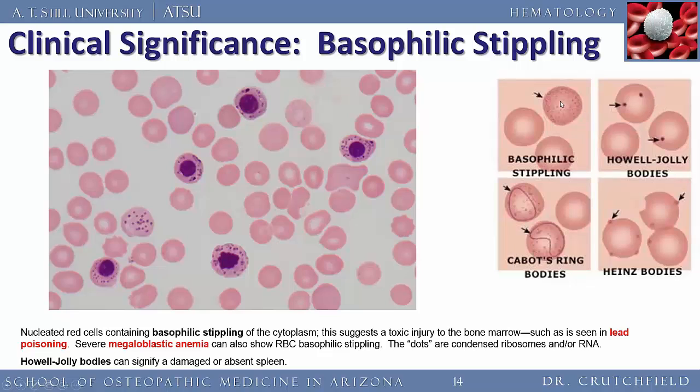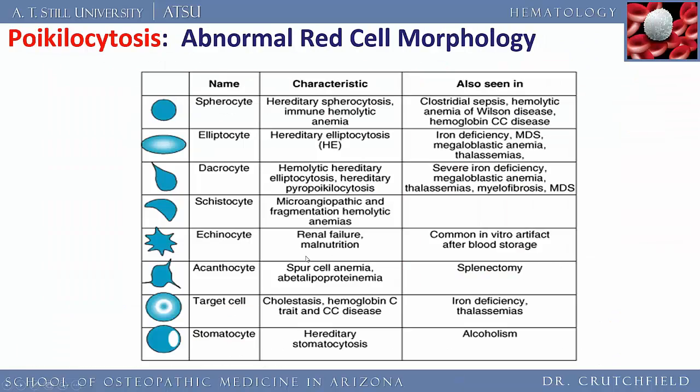But the difference here between the stippling, where you have multiple little condensates of the RNA or the ribosomes, and just a couple, is what will help you determine whether you're looking at basophilic stippling or an absent spleen. Someone who might have lead poisoning or someone who's lost their spleen.